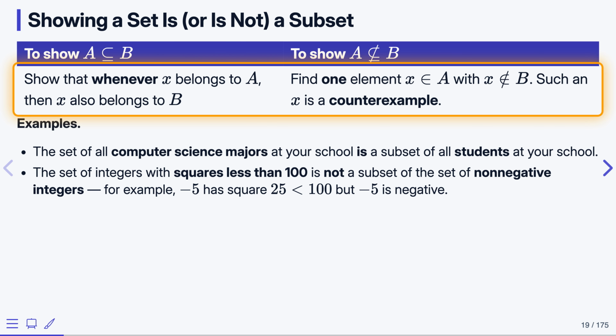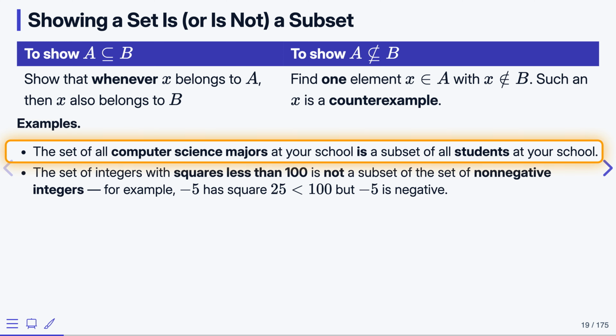How do we actually prove one set is a subset of another, or show that it is not? To prove A is a subset of B, we show that whenever x belongs to A, x also belongs to B. We take a general element of A and argue it must be in B. To show A is not a subset of B, we only need one counterexample. A single element that is in A but not in B settles it.